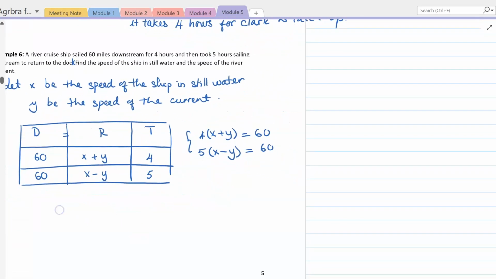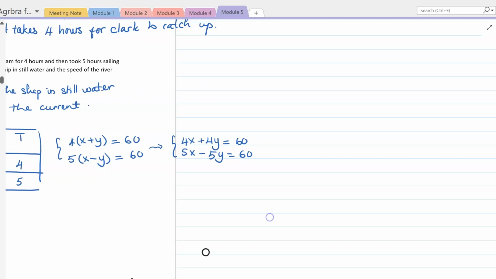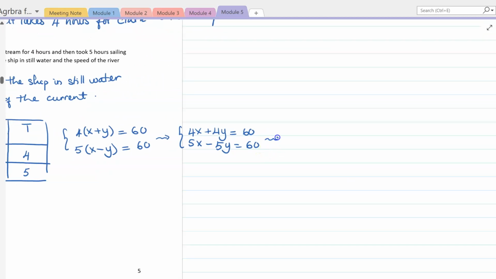So let's go ahead and distribute this equation. 4x plus 4y equals 60. 5x minus 5y equals 60, and I want to solve this equation. To solve this, I first will simplify it. I'll go ahead and divide the first equation by 4 and the second equation by 5. So x plus y equals 15 and x minus y equals 12.